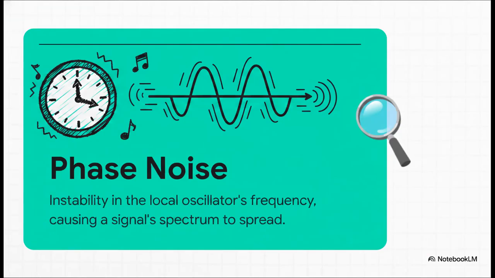Okay, first up we've got phase noise. Now, every single radio has a tiny internal clock. It's called a local oscillator, but just think of it as a super fast metronome that keeps the timing of the signal perfectly precise. Phase noise is what happens when that metronome isn't perfectly steady. It jitters, it wavers just a tiny, tiny bit. And this little instability in timing has massive consequences for the signal.